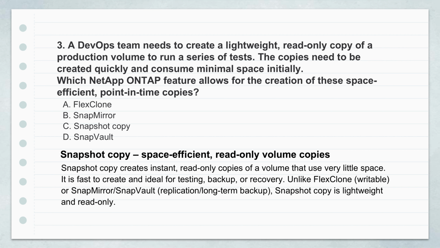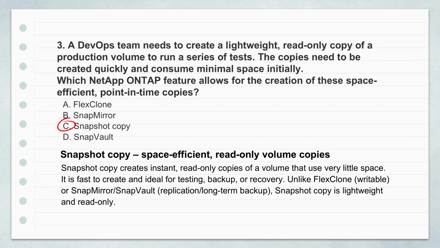Exactly. This is where the snapshot copy feature really shines. It's an ONTAP feature for creating point-in-time copies of a volume. And what's really clever is that it creates these instant read-only copies, and they use very little space initially. Because it's pointer-based, right? Precisely. Instead of making a full duplicate, it literally just records pointers to the existing data blocks. New data blocks only get written when changes actually happen, preserving that original state in the snapshot.